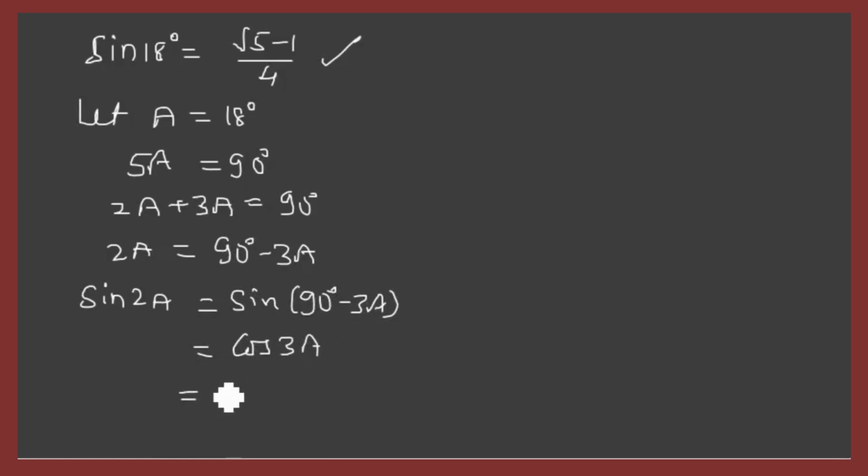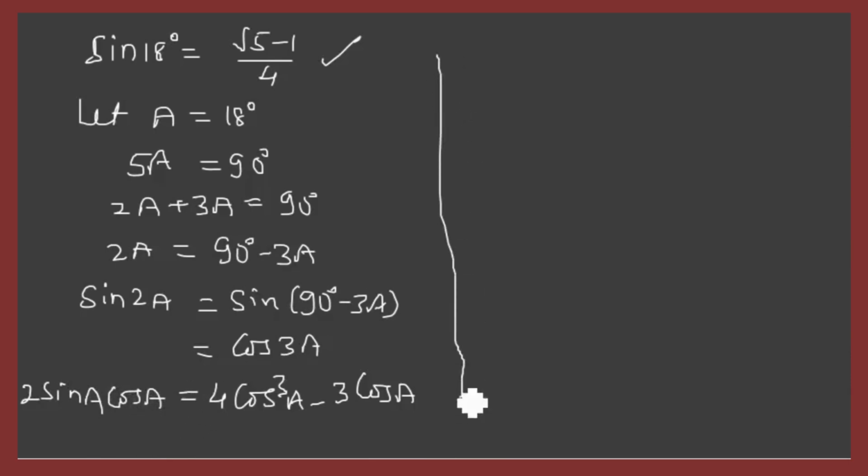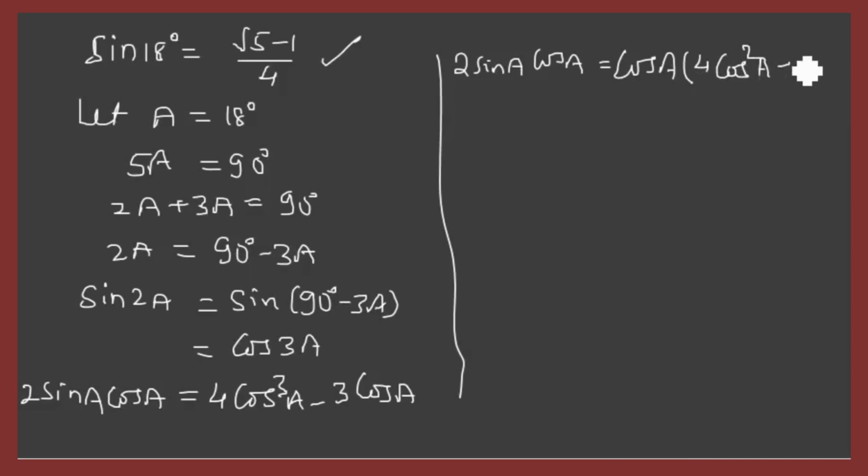The cos 3a formula is 4 cos cube a minus 3 cos a, and the sin 2a formula is 2 sin a cos a, right? I will convert everything in terms of sine, because we need to find sine 18 degree. So 2 sin a cos a equals cos a times (4 cos square a minus 3), taking cos a common.